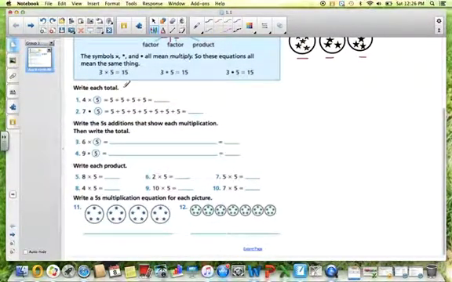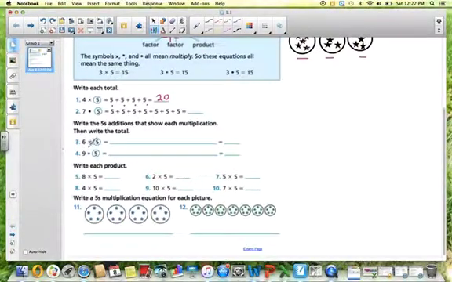So let's start on number 1. It says write each total. So we have 4 multiplied by 5 equals 5 plus 5 plus 5 plus 5. We could add all those 5s together, but it might take a lot more time than the new technique we just learned, which is counting by 5s. So I want you to get your fingers out and count by 5s using your fingers. So we would do 5, 10, 15, 20. That was super easy, way easier than adding all those numbers together. So 4 times 5 equals 20.